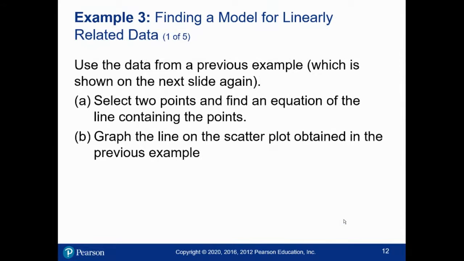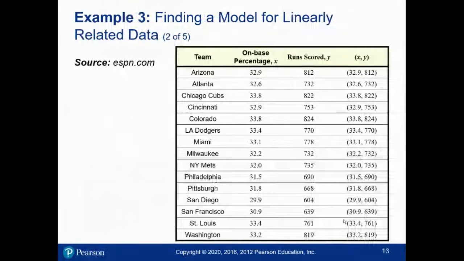Okay. Let's do one more example in this video. So find a model for some linearly related data. Use the data from a previous example, which we'll see the data again, don't worry. Select 2 points to find an equation of the line. Graph the line on the scatter plot obtained by the previous example. So here is all that baseball data again.